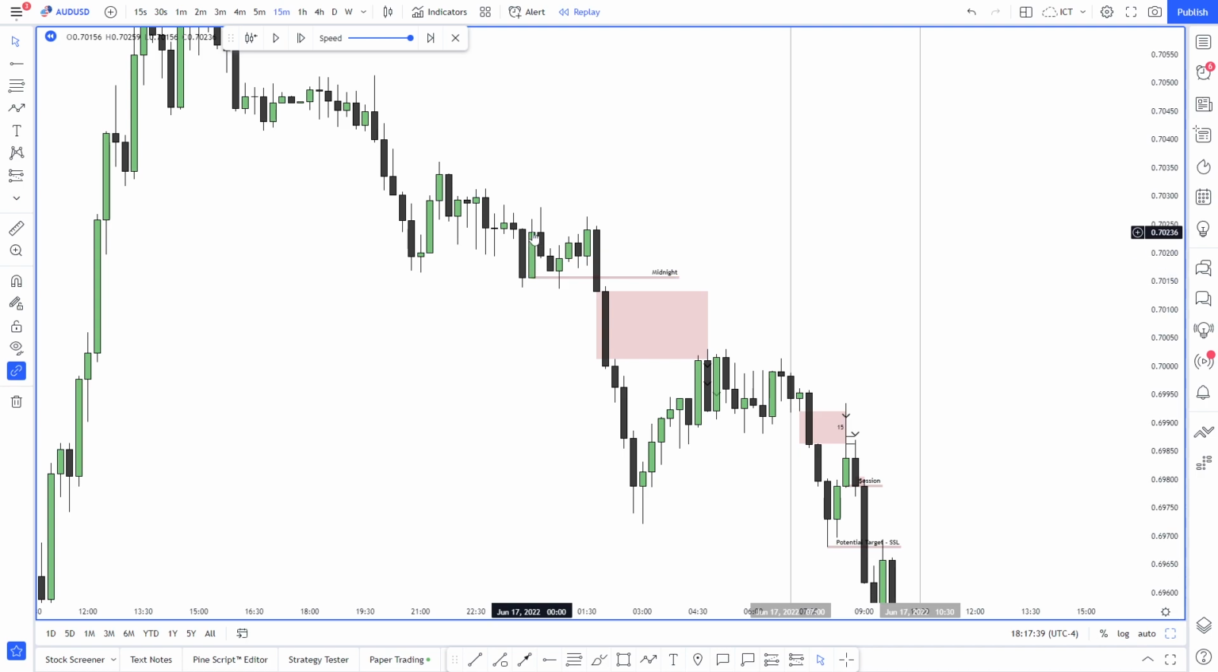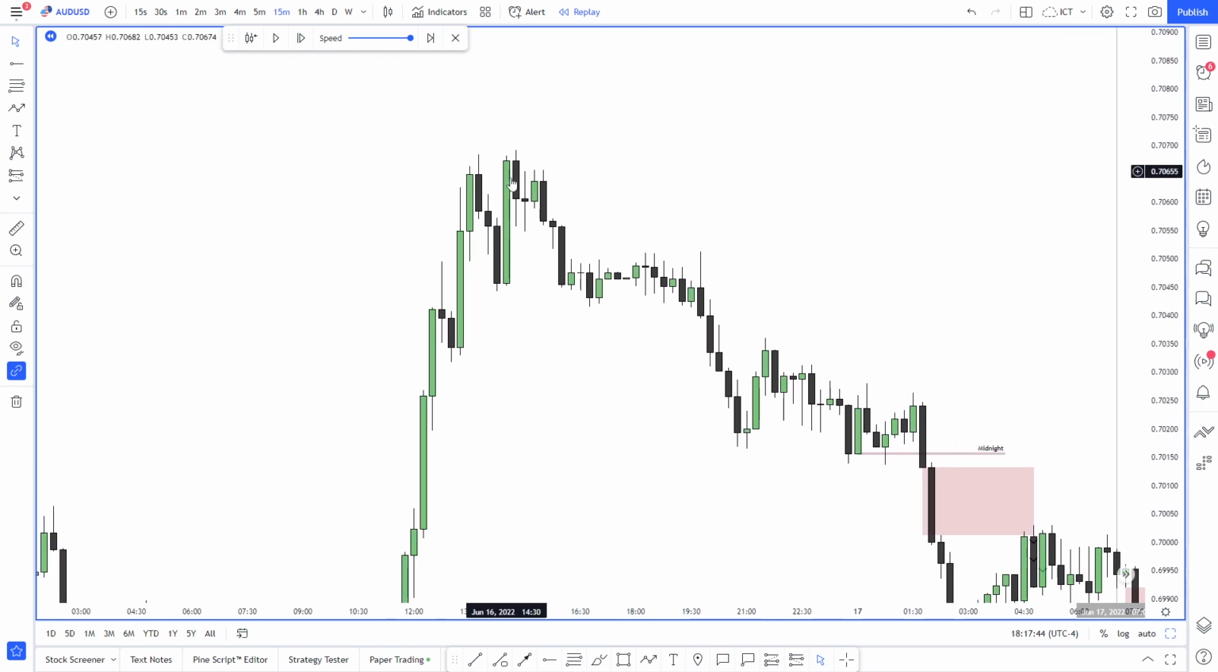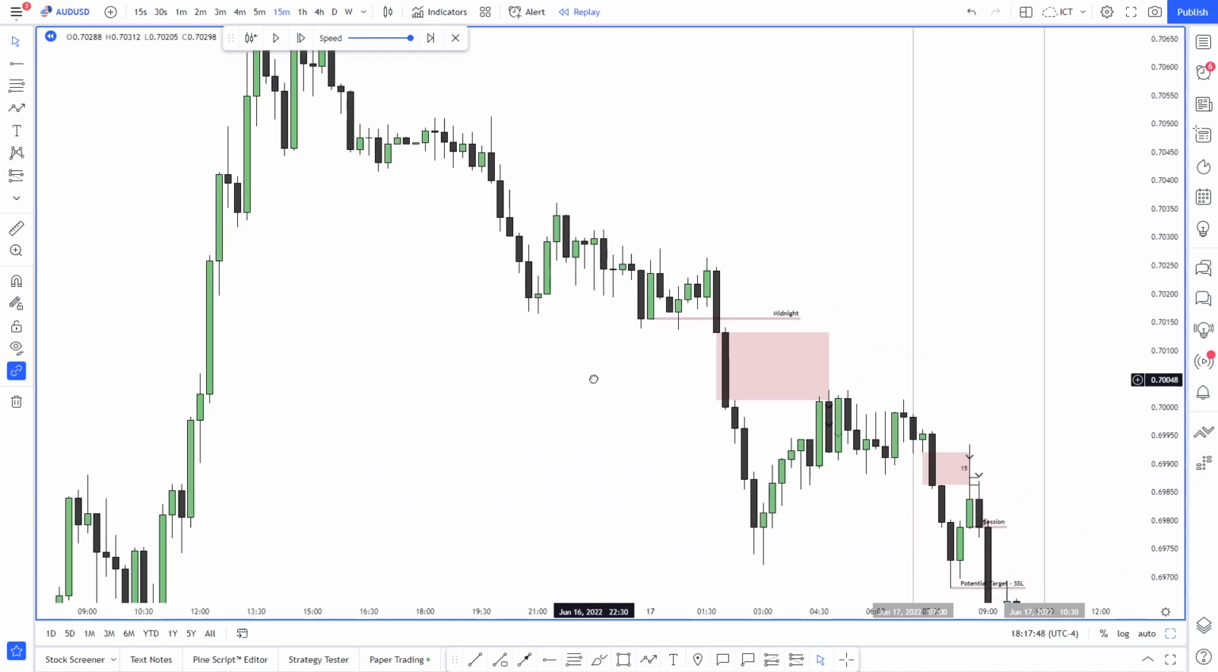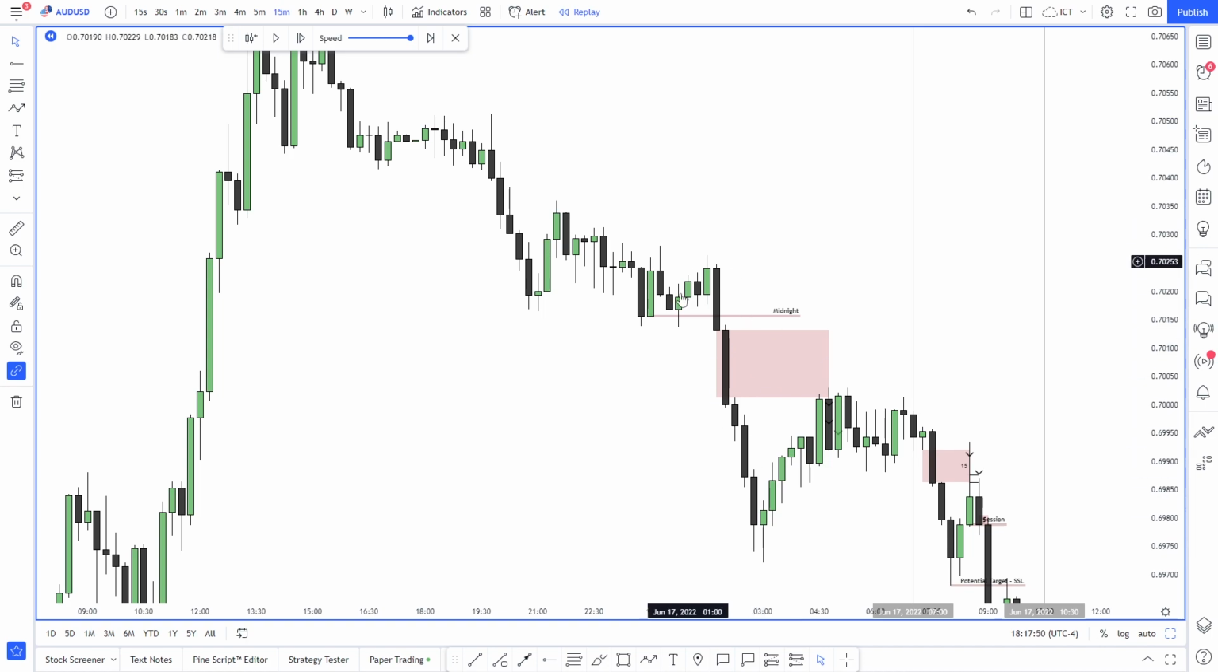So again, midnight opens, trades a bit higher, trades a bit lower, a bit higher. Basically it just ranges. We do have that price has been pushing lower, right? But nothing very clear per se. And we just see this aggression to the downside.